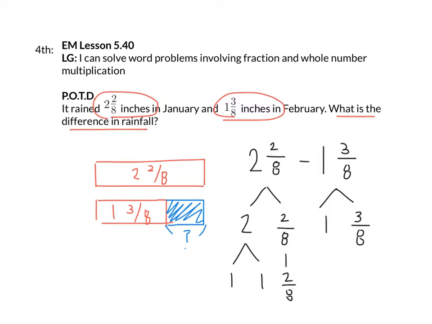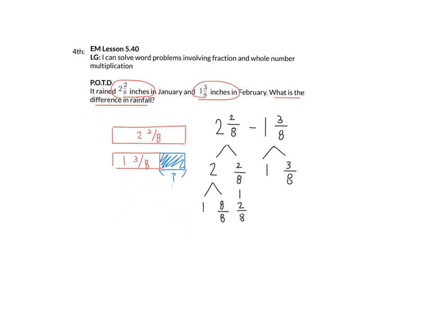Now this 1, we can think of it instead as how many eighths? 8/8. Good, because we know 8/8 is equal to 1. So instead of thinking of it as 2 2/8, we can think of that first term as 1 and 10/8. Good. And then we could take away 1 3/8. Now we're ready to subtract.